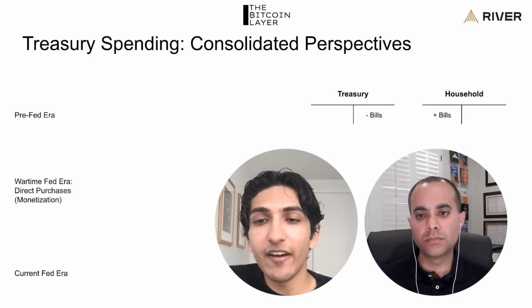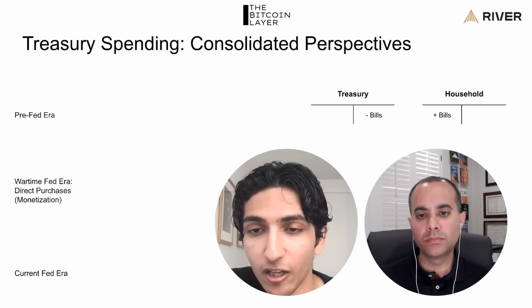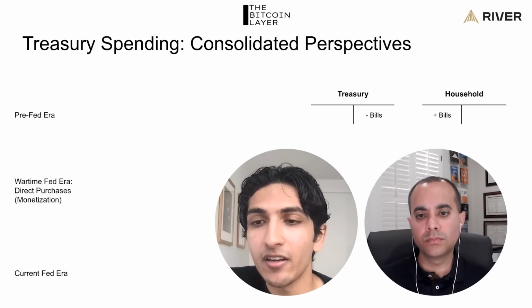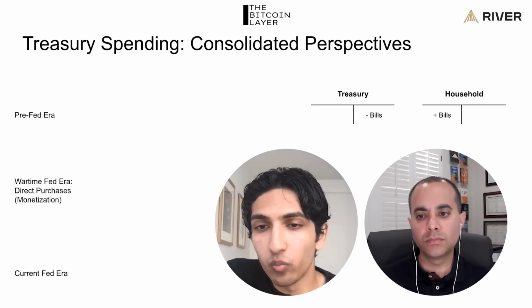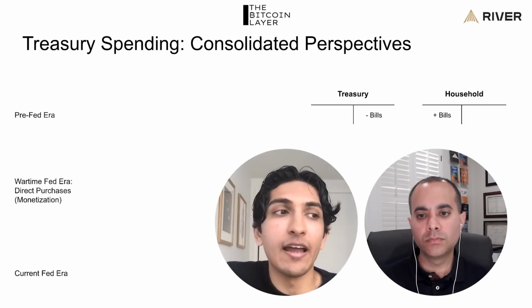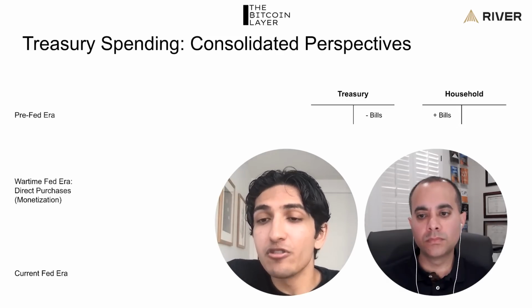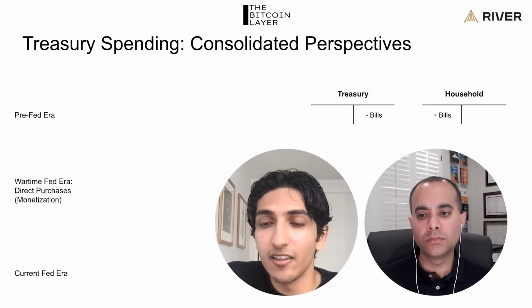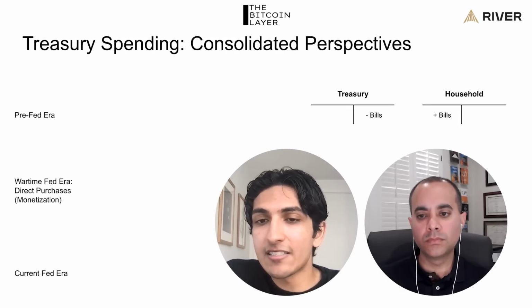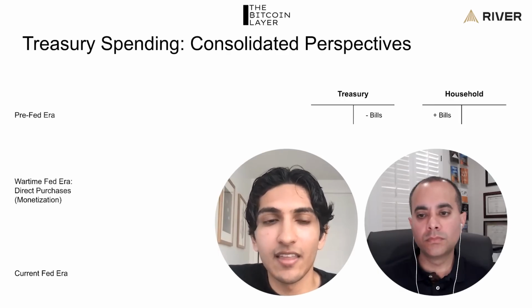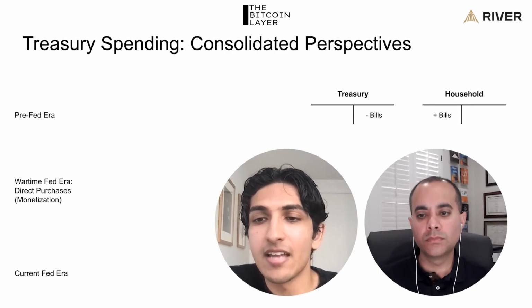So in the pre-Fed era, this is basically colonial times, I think this history is pretty interesting. The way the Treasury would spend is that the government would print new pieces of paper, literal certificates. They'd be called Treasury bills, and they'd hand them to a household and say, you can use this to pay your taxes at the end of the fiscal period. And if these pieces of paper serve as tax credits, then the household can essentially treat them as money.